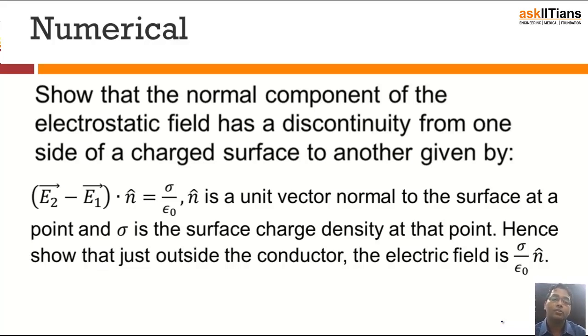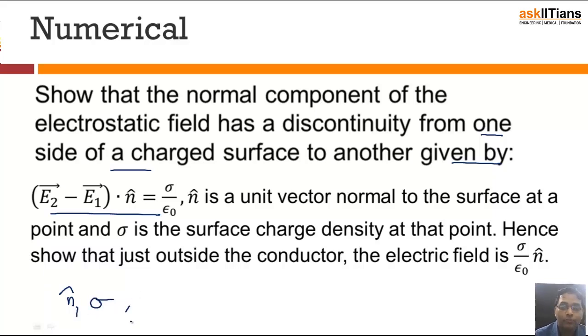So what we have here: show that the normal component of the electrostatic field has a discontinuity from one side of a charged sphere to another, given by (E2 minus E1) dot n equals this. Hence show that just outside the conductor the electric field is given by this. What is n? n is nothing but a unit vector that you know. What is sigma? Sigma is the surface charge density.